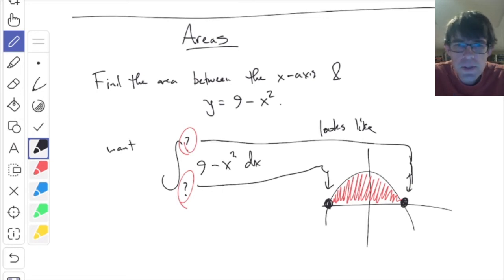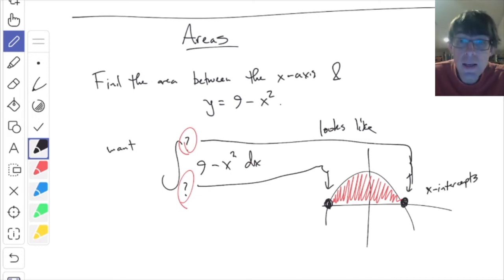What do you think? Anyone want to suggest? How can we actually find those numbers? You set them equal to 0 and find the x. Yeah, those numbers are the x-intercepts of this graph, right? And so we can find them by setting y equal to 0 and solving for x. So these are the x-intercepts.